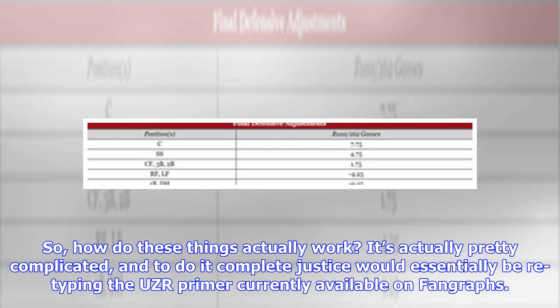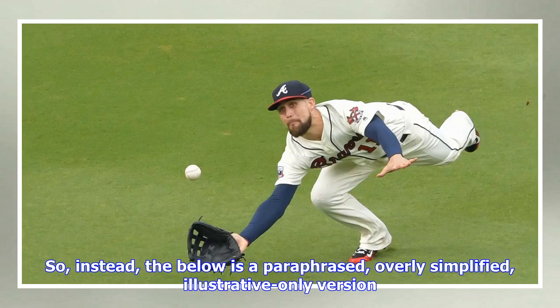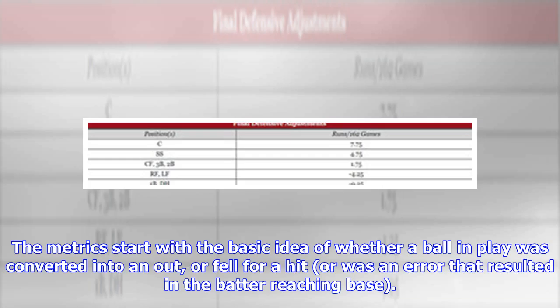So, how do these things actually work? It's actually pretty complicated, and to do it complete justice would essentially be retyping the UZR primer currently available on FanGraphs. So, instead, the below is a paraphrased, overly simplified, illustrative-only version. The metrics start with the basic idea of whether a ball in play was converted into an out, or fell for a hit, or was an error that resulted in the batter reaching base.